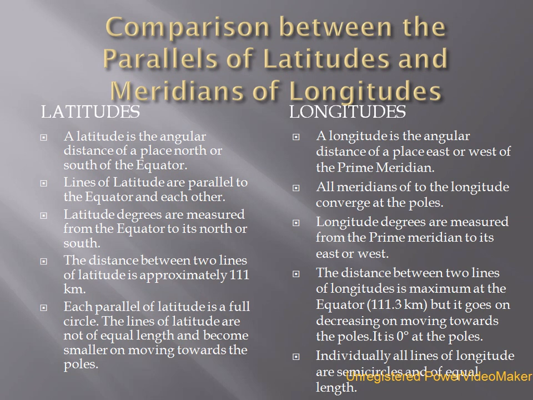Each parallel of latitude is a full circle. The lines of latitudes are not of equal length and become smaller on moving towards the pole. Individually, all lines of longitude are semicircles and of equal length.